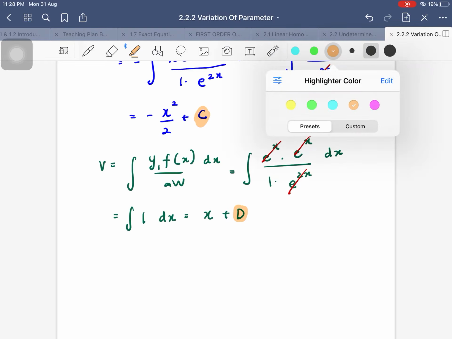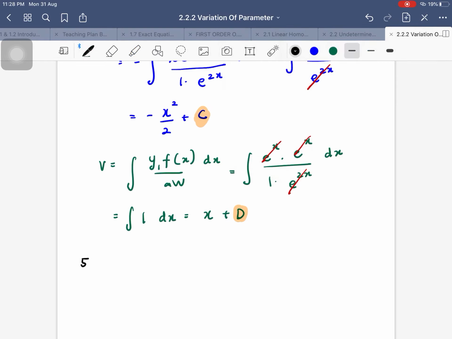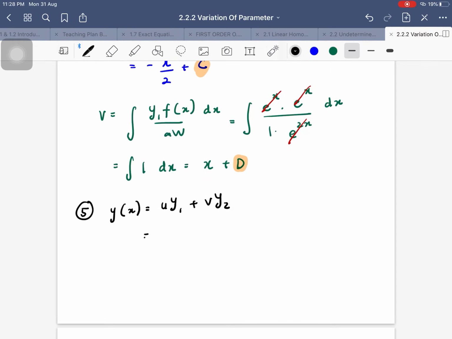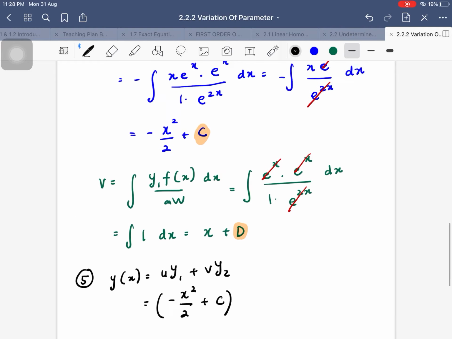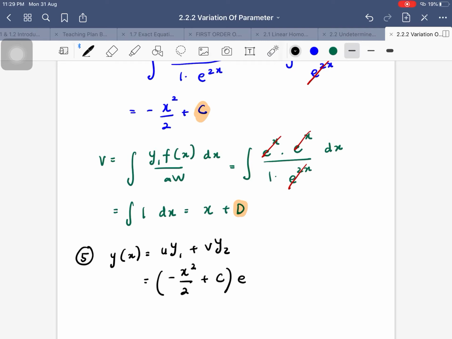Step number 5 is just putting them together. Write the solution. So my y of x is going to equal u y1 plus v y2. So now let me put them together. My u function is given by negative x squared over 2 plus c. And I'm going to multiply this by y1, which is going to be exponential of x. And my v is going to be given by x plus d, multiplied by x exponential of x.